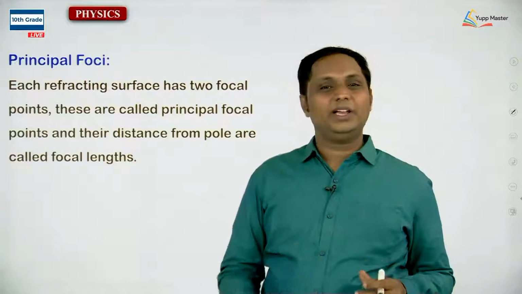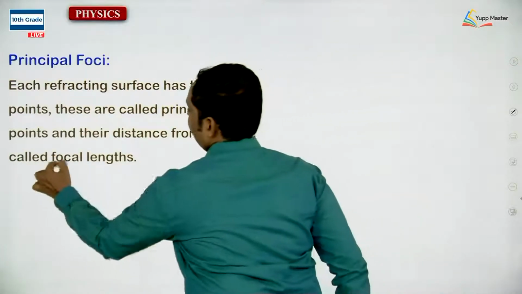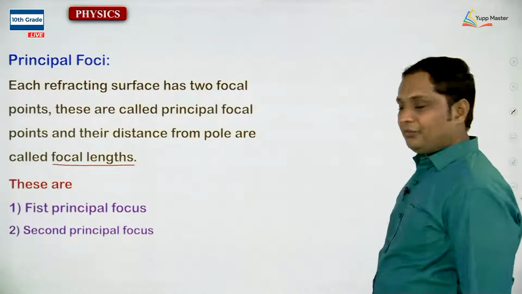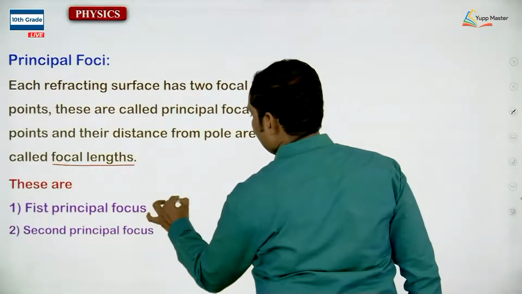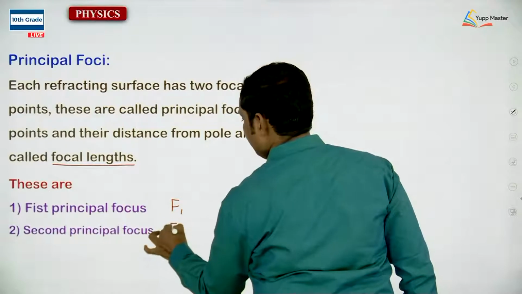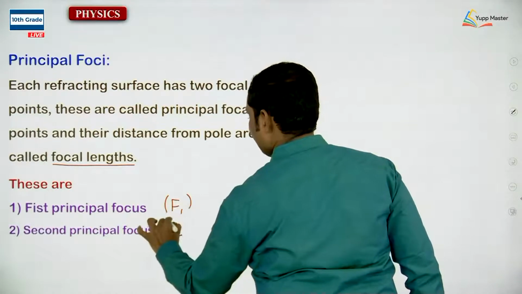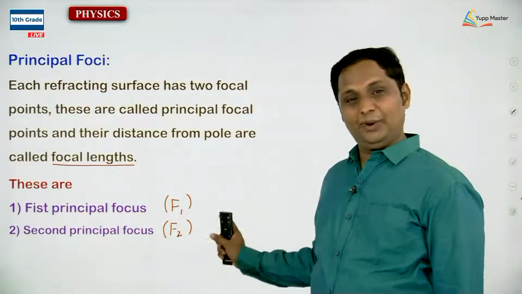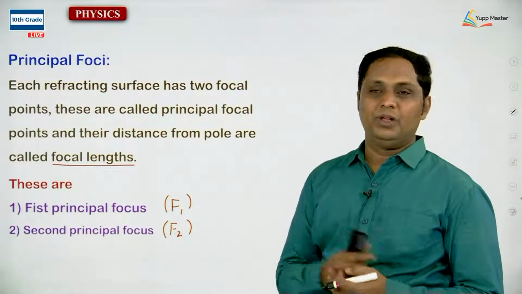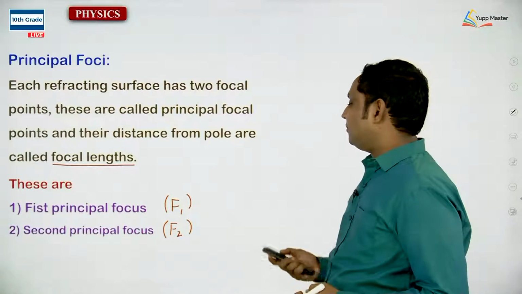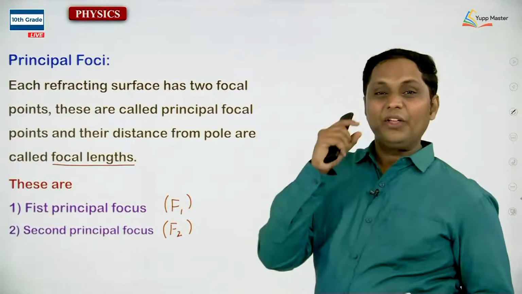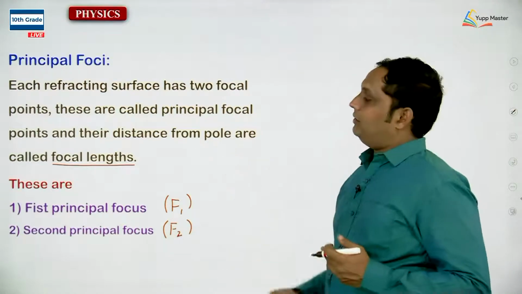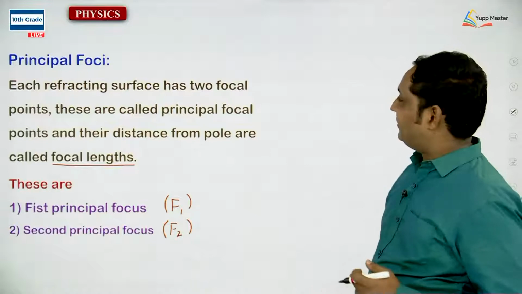We are just going to take that. This is the focal length. Right. Let's go for the first principal focus. It is going to be identified with F1. Yeah. And the second principal focus F2. You have to locate this first principal focus and second principal focus in a curved refracting surface. Let's see.